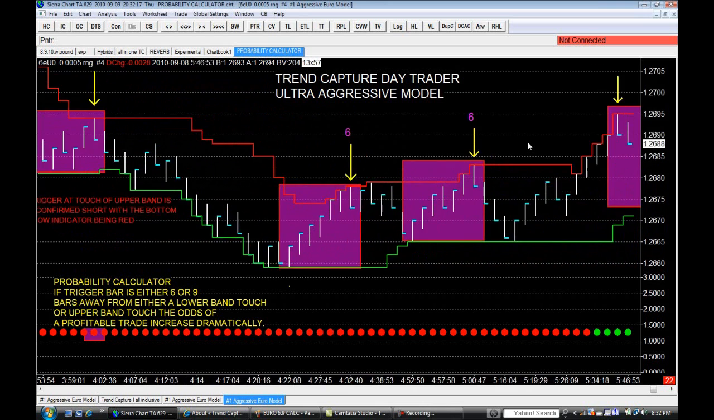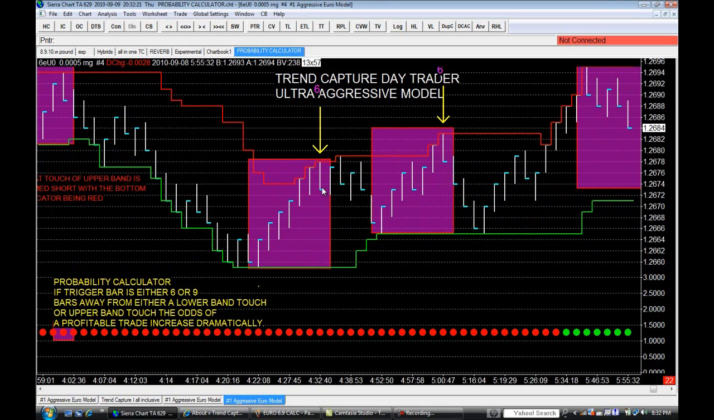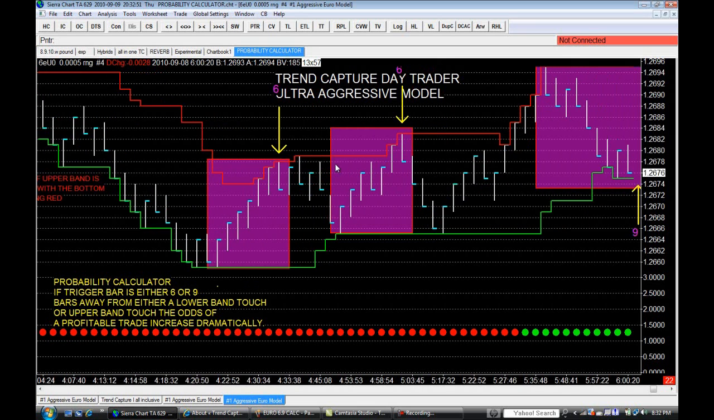Here was an instance of a stop out. You had the touch down here of the lower. The dots are red, so you continue to look for short positions. This touch was 6 bars from the touch of the lower. So you would have gone short there, and ultimately you would have been stopped out. It's a 4-tick stop on this, so it's a very tight stop.